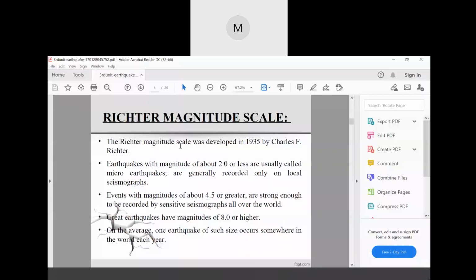Now what is the Richter magnitude scale? The magnitude of an earthquake is measured by using the Richter scale. It was developed in 1935 by Charles F. Richter.